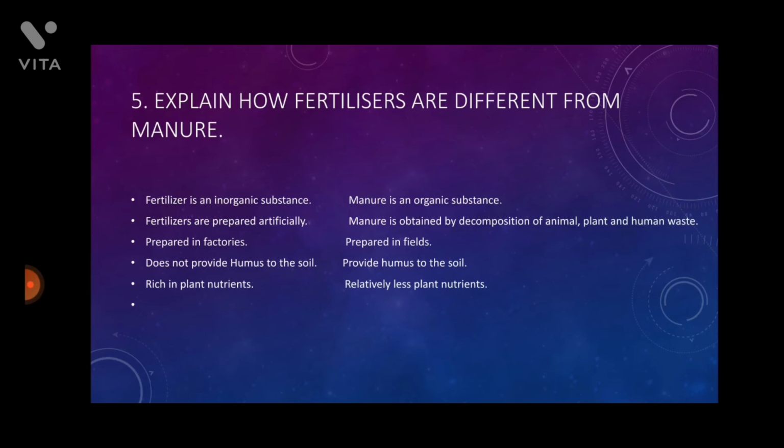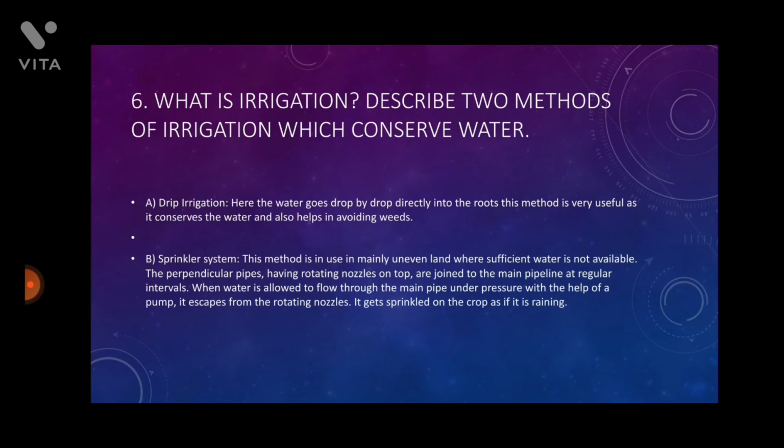Fertilizer does not provide humus to soil. Manure provides humus to soil. Fertilizers are rich in plant nutrients while manure is relatively less rich in plant nutrients.